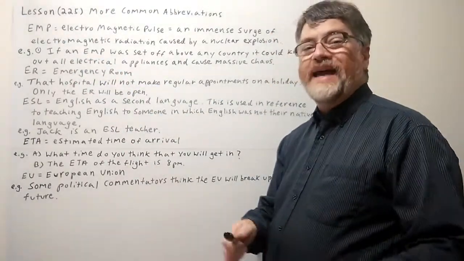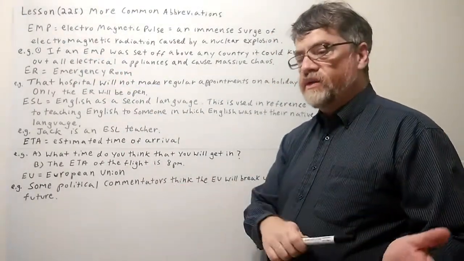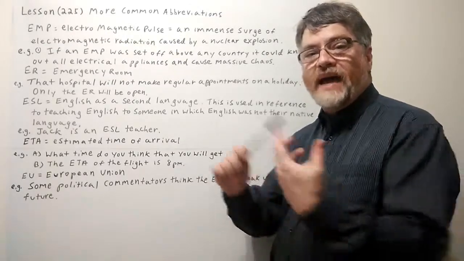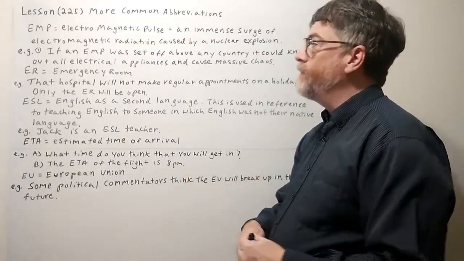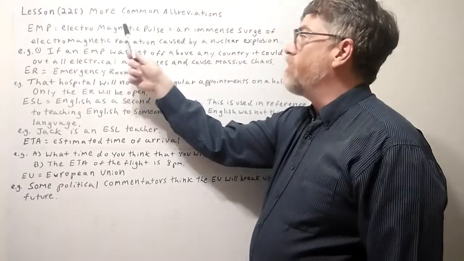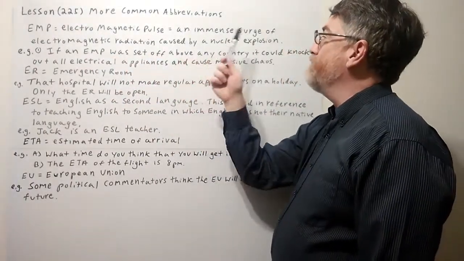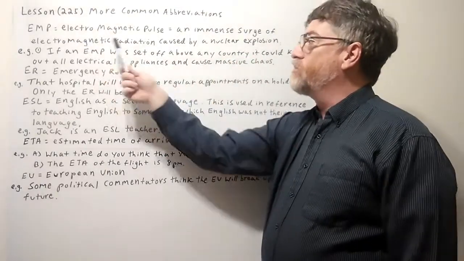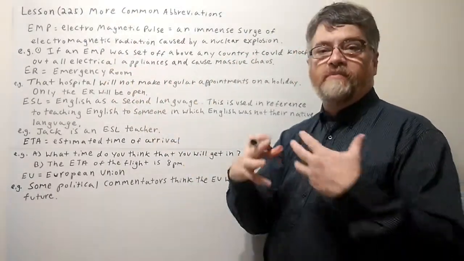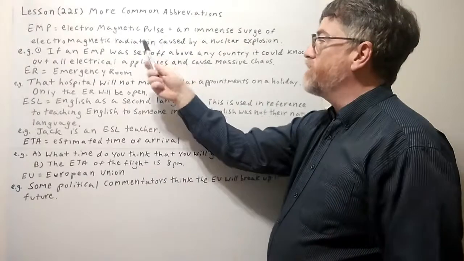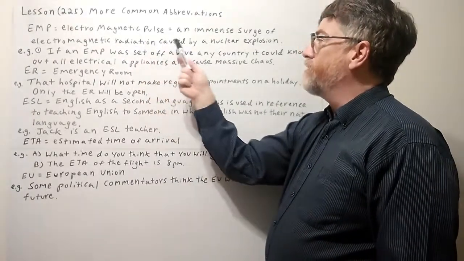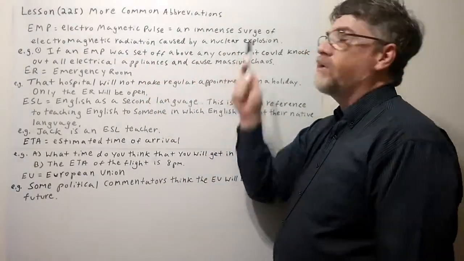EMP. We often say an EMP. A country could send an EMP or attack another country with an EMP. EMP stands for electromagnetic pulse. It's an immense surge of electroradiation. So immense, huge, very large.